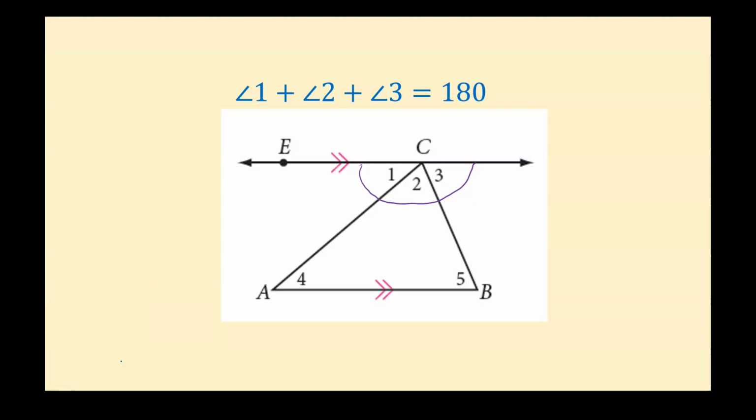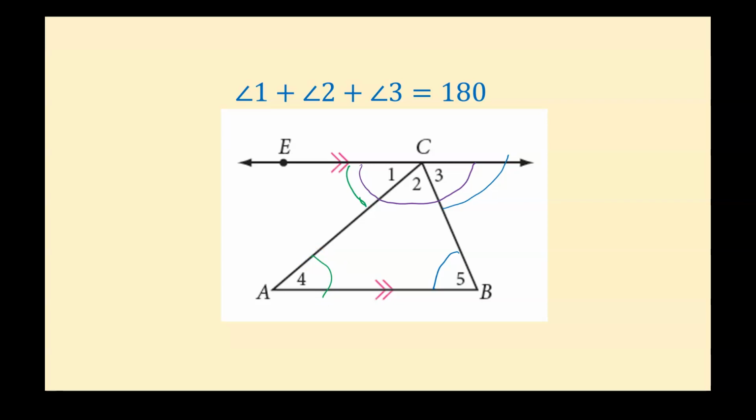So, angle 3 is an alternate interior angle with angle 5. That means they must be the same. We also know that angle 1 and angle 4 are alternate interior angles, so they must be the same.